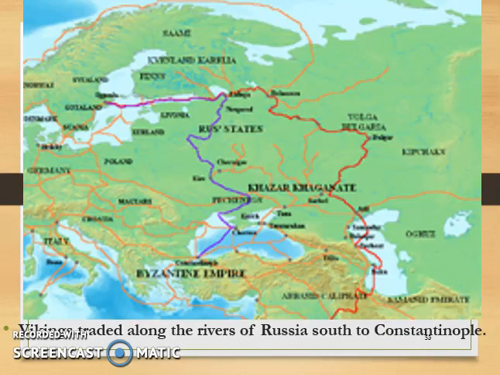Vikings traded along the rivers of Russia south to Constantinople. So we have Constantinople here. I apologize for the blurriness of this map. This is the Byzantine Empire down here, Constantinople. This is the Black Sea. And so trade routes are going to run north and northeast here, or from Russia, they will run south into Constantinople.